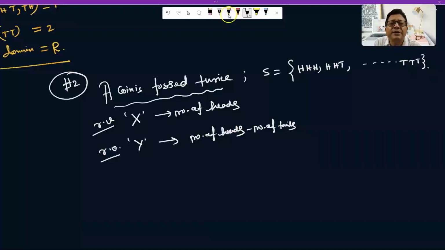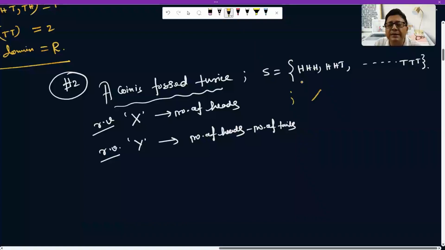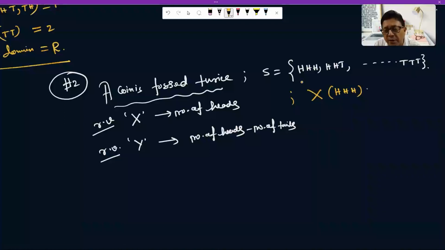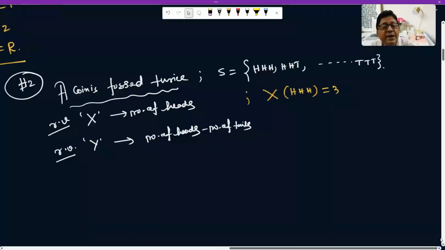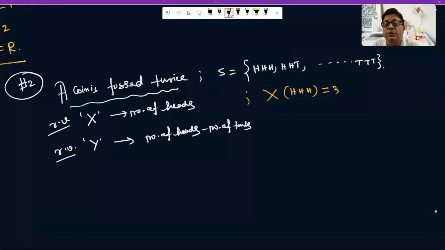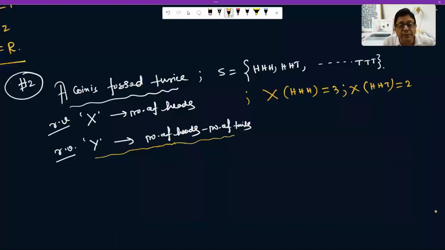So if I ask you a question, what is the value of X when HHH is there? Obviously its value is equal to 3 because 3 heads occur, number of heads you said, so X of HHH will be equal to 3. What is the value of X of HHT? This will be equal to 2. It's like this. This you have understood. Now defining another random variable Y like this. It denotes number of heads minus number of tails.